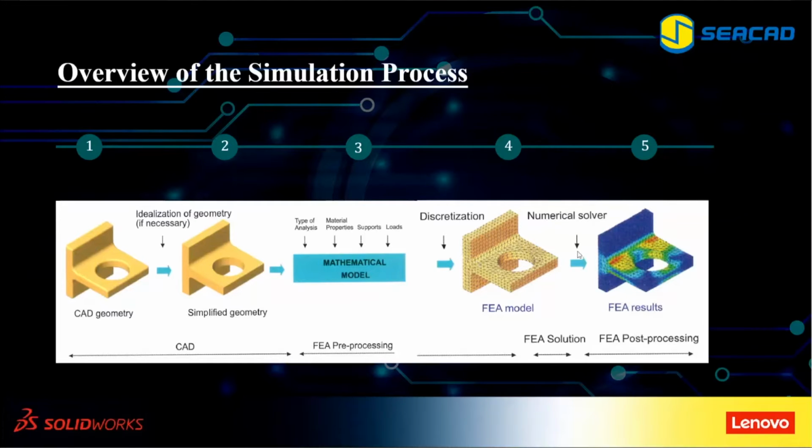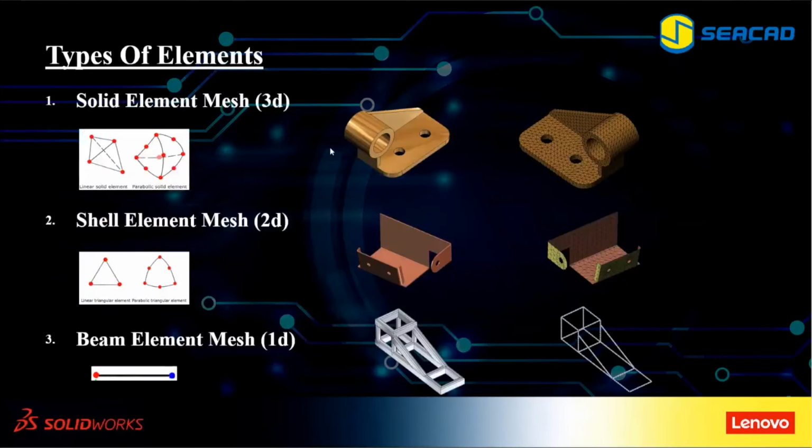I will move to the next slide. In SolidWorks Simulation, there are 3 types of element. A solid element for a 3D model. If you have a 3D model, then you can consider using the solid element, right? Then the shell element, which is a 2D mesh. In SolidWorks, shell meshing is for thin plates. A thin plate will be converted to shell elements automatically in SolidWorks.